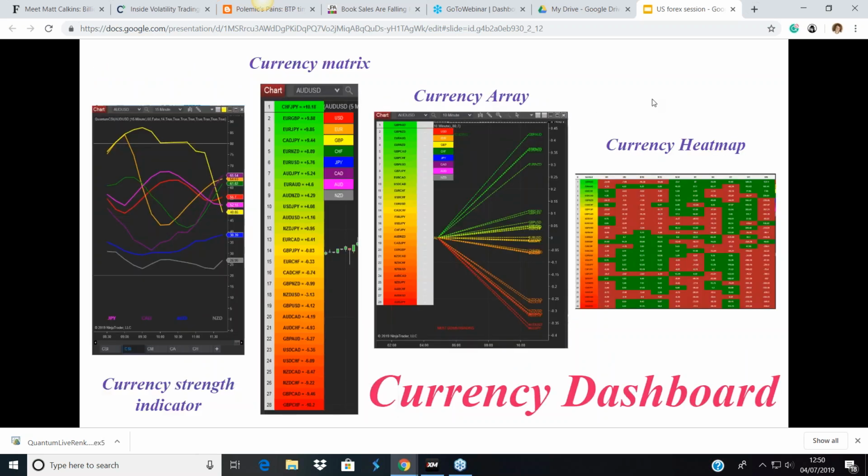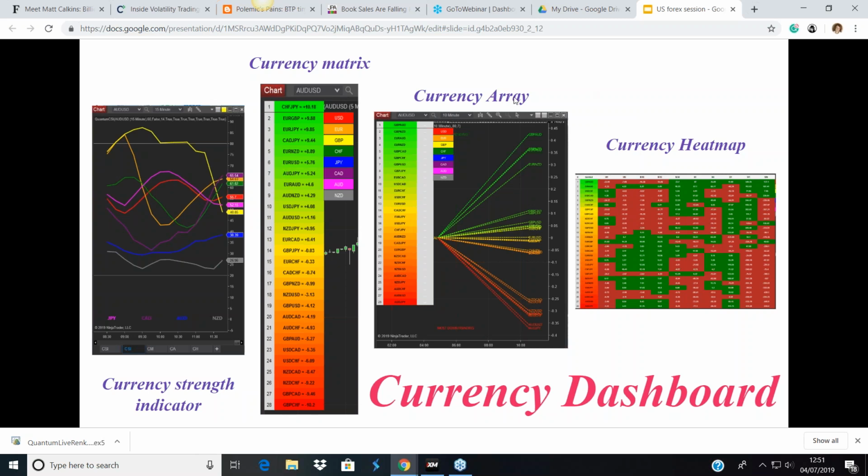With regard to the tools that we've developed, these are the 4 in the tool set that are specific to the Forex market. We have the currency strength indicator, the matrix, the array, and the heat map. In this session, I'm certainly going to be focusing on the strength indicator and the matrix. I've got them set up on different charts, on the profiles of my MT4 platform. I use these to start off, as it were, and then I tend to move on to the array and heat map.